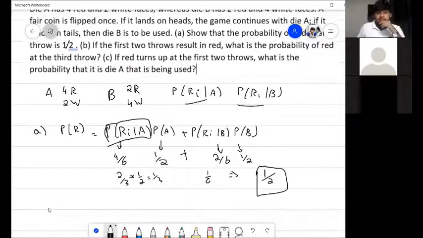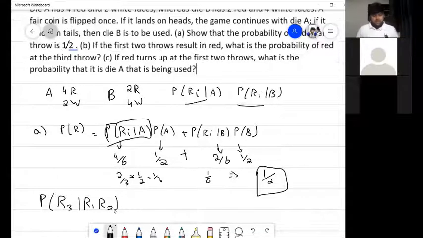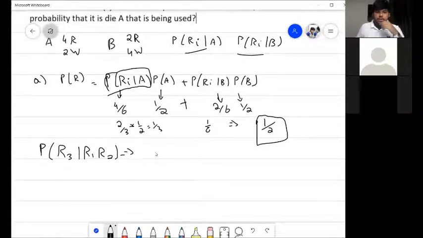So part B basically says, if the first two throws result in red, what is the probability of red at the third throw? Red at the third throw given the first two. So this is what the question is saying. Now, I will write two approaches here. Instantly, the first thing I can think of is to expand this using the formula of conditional probability.